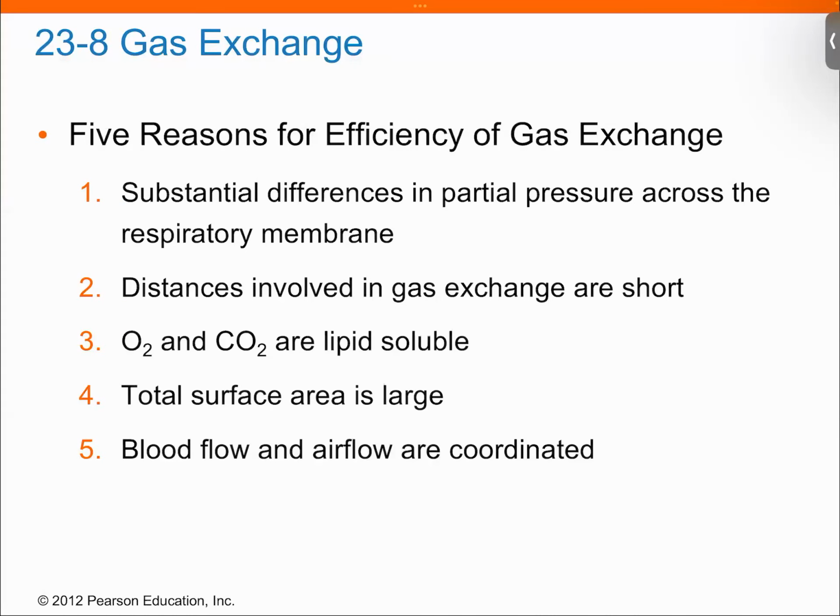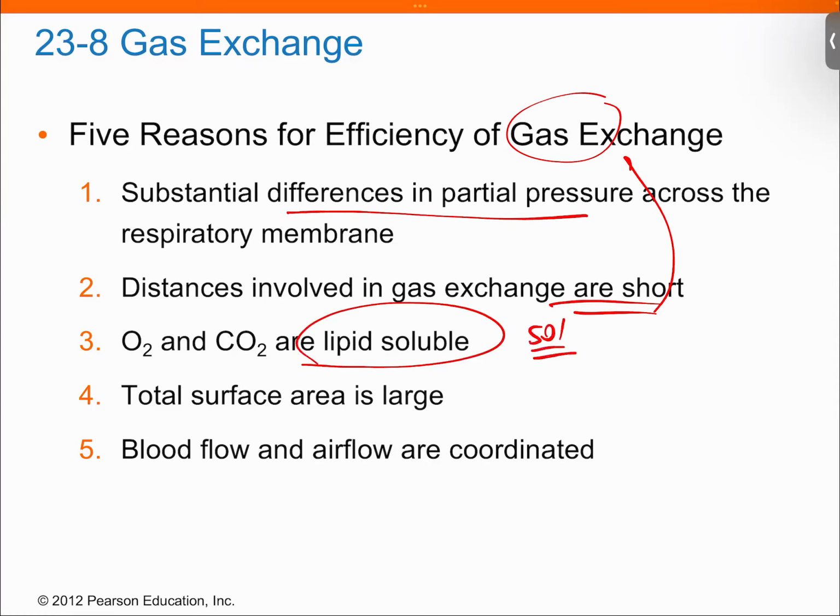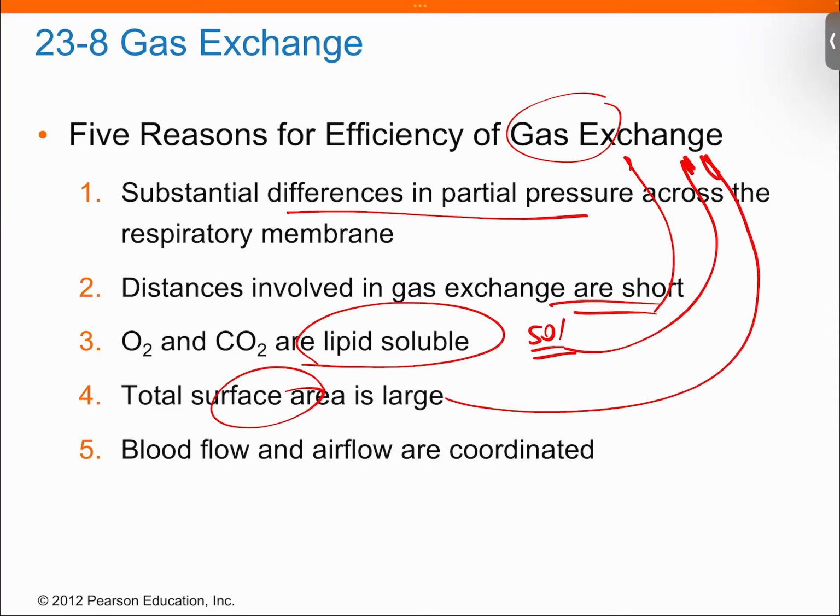So what does this give us? This gives us, first of all, really strong differences in partial pressure that facilitates gas exchange. The distances are short, that also facilitates gas exchange. They're lipid soluble, that's solubility, right? That's in the numerator of Fick's law, that facilitates gas exchange. The surface area is large because they're capillaries, right? That facilitates gas exchange. And the blood pressure and the airflow are coordinated. That's a pretty big deal, right?